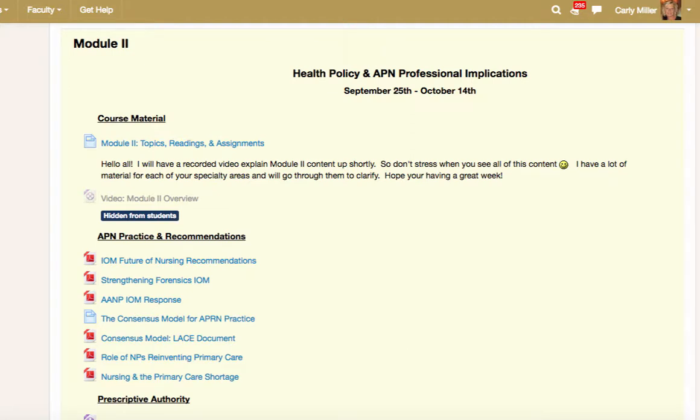Just wanted to go through Module 2 real quick, to give you a brief overview of some of the content that's up, and then I also will go over the assignments for this module as well. So our first module looked at healthcare transformation and practice changes for the APN. This topic is more about health policy and the implications for both our professional practice and for patient advocacy, essentially. So in the top, obviously, like I always do, I put the Module 2 readings and assignments in there.